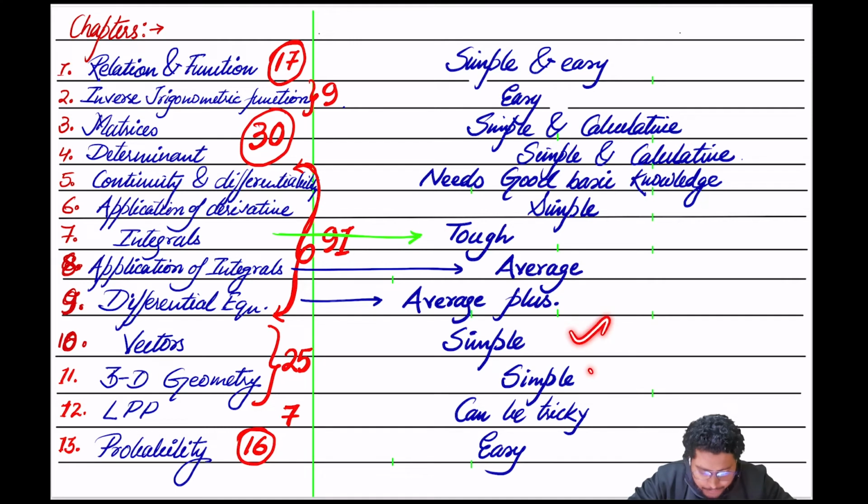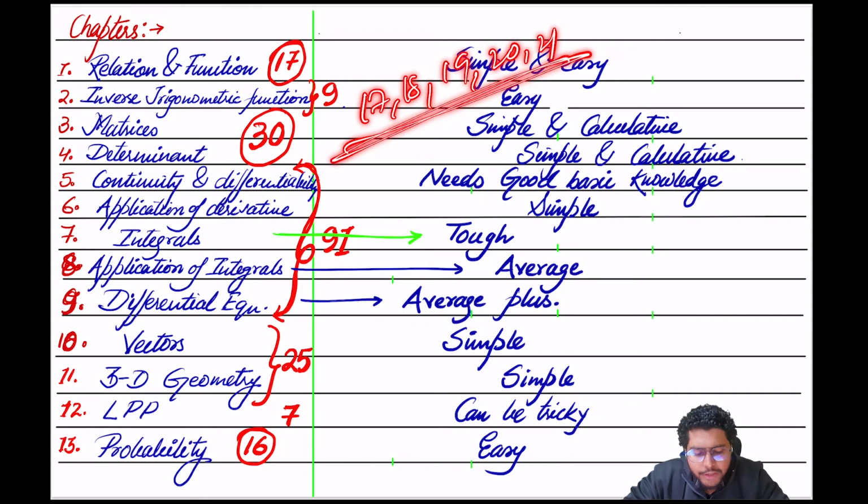Vectors, again simple. 3D simple, directly formula put, answer or derivation. Formula plus derivation, nothing more than that. LPP, sometimes one or two things are tricky, otherwise very simple. Probability, easy only. So what comes out of this gist is, even if you're just doing 17, 18, 19, 20 and 21, you'll be able to finish everything and score 100 out of 100.